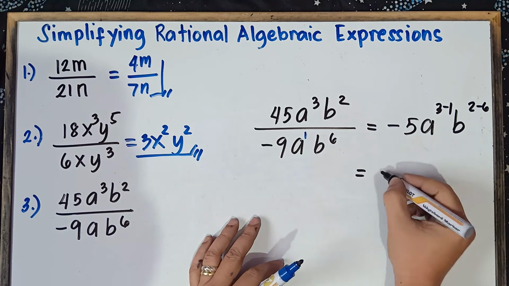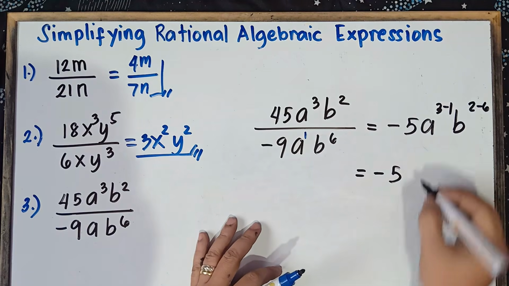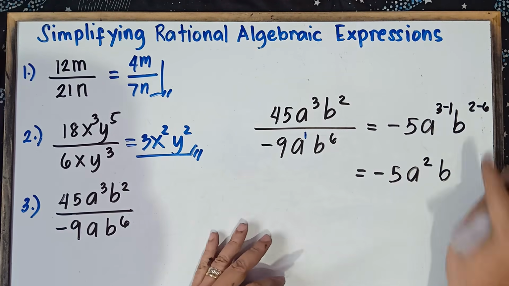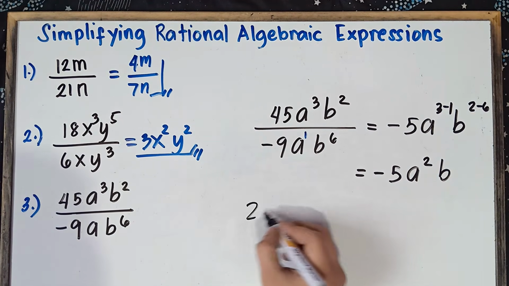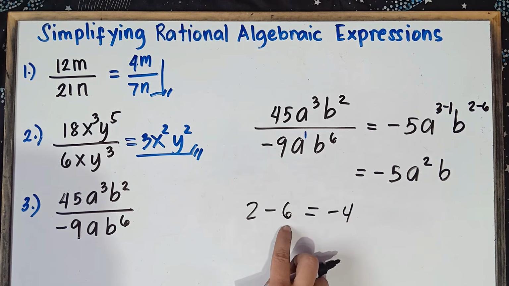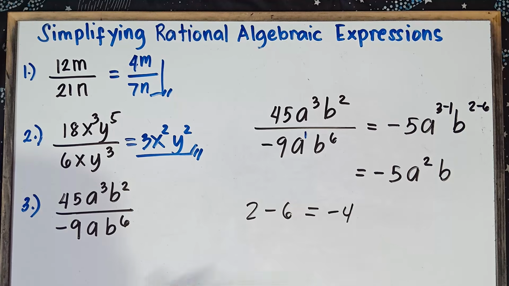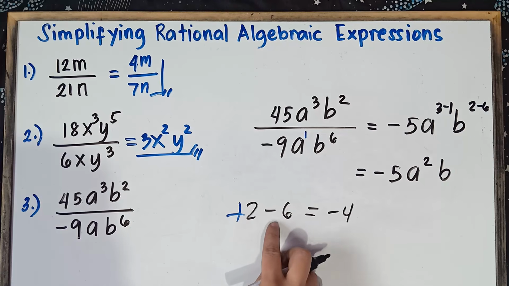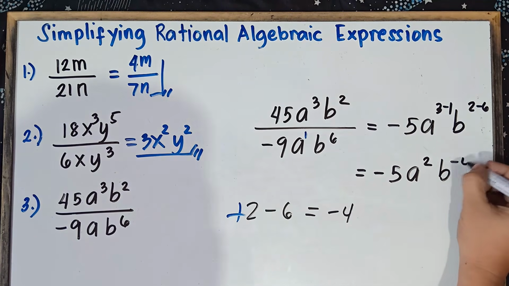So this will be equal to negative 5, A raised to the power of 2, and then B raised to the power of 2 minus 6. What's the answer, class? 2 minus 6. That's correct. That would be negative 4. 6 is greater than 2. We copy the sign of 6. Once again, class, positive 2, negative 6. If the signs are not the same, subtract. 6 minus 2 is 4. Now, 6 is greater than 2. We copy the sign of 6. That would be negative 4.